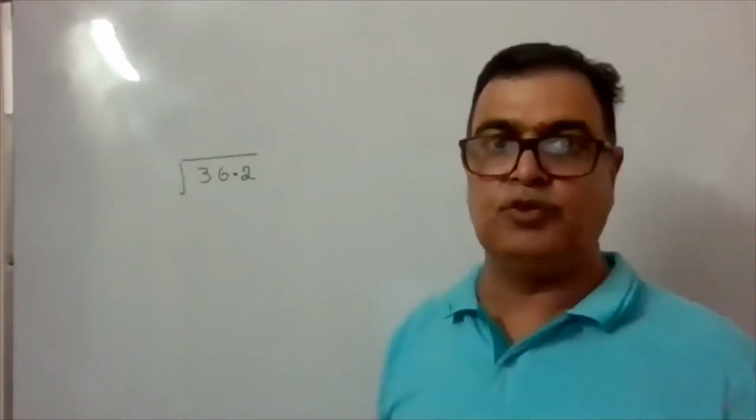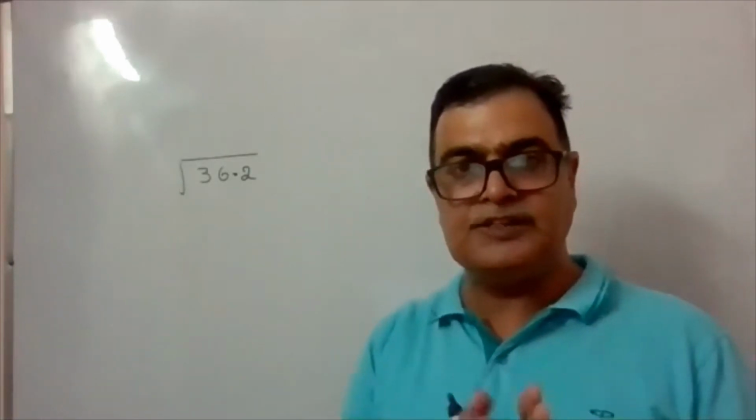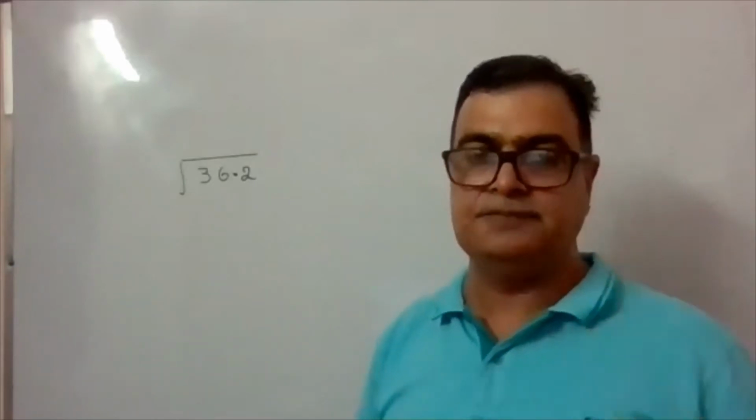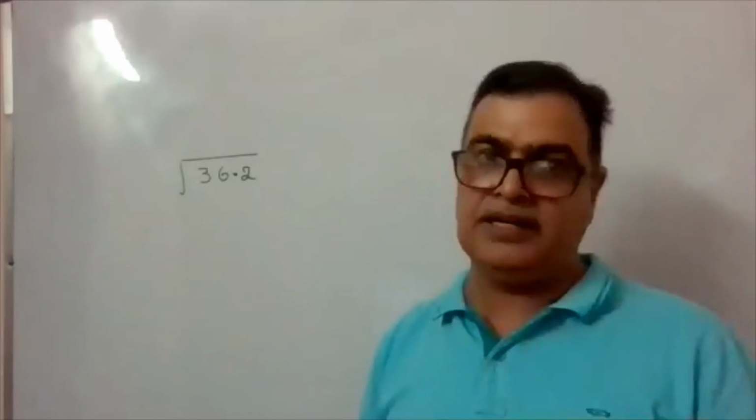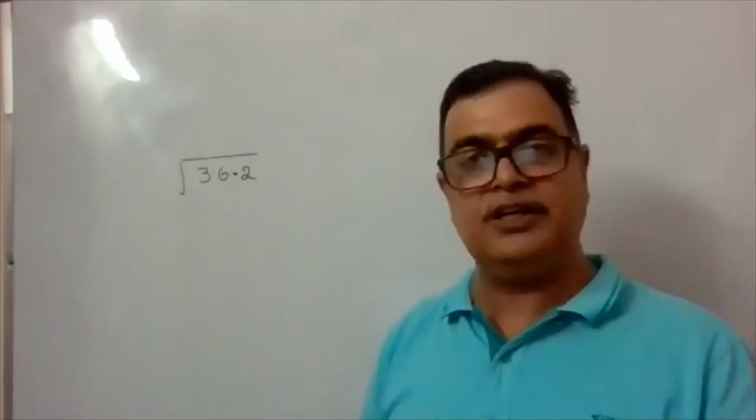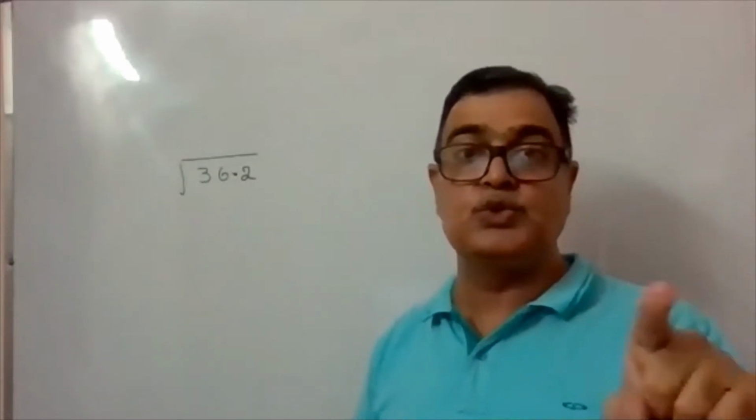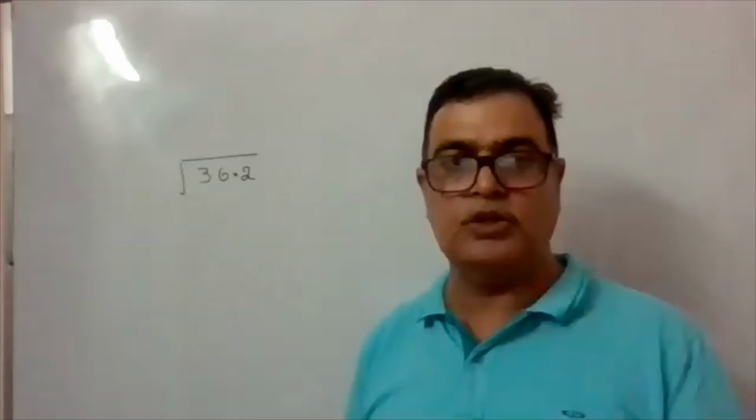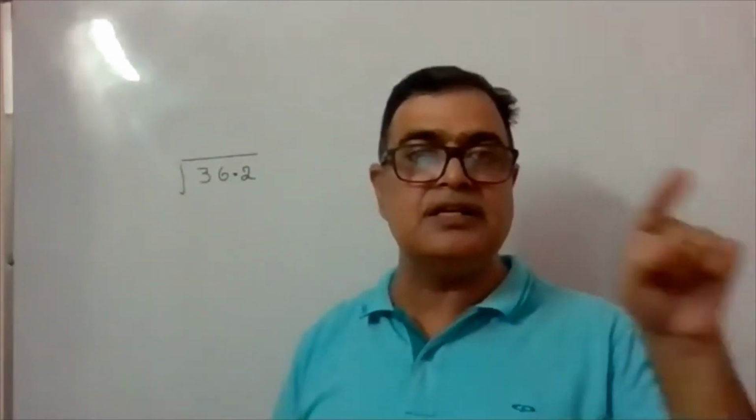Under root 36.2 I have to calculate. When I say under root 36.2, one thing is clear: I know under root 36, very simple. That is 6. But when we say 36.2 under root, the calculation will be slightly difficult, and we should calculate this new value by using the derivative.